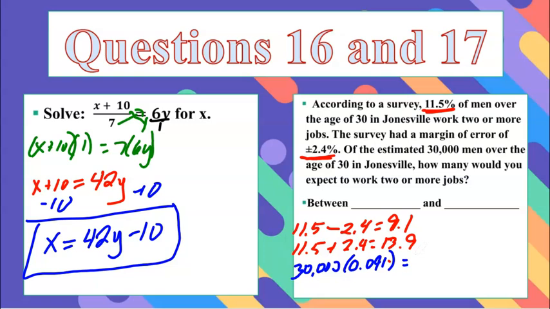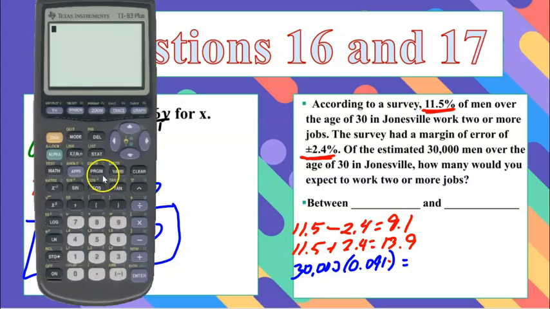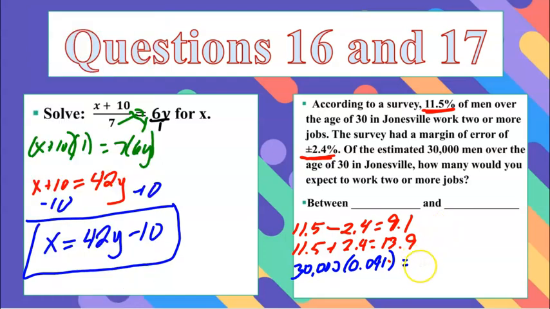We're going to use our calculator to figure that out. So we'll grab our calculator, and we're going to do 30,000 multiplied by 0.091. That gives us 2,730. So that's the lowest, or the fewest number of men in Jonesville who have 2 or more jobs.